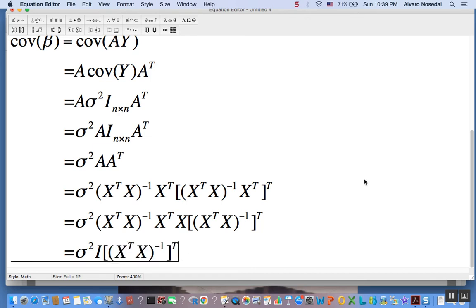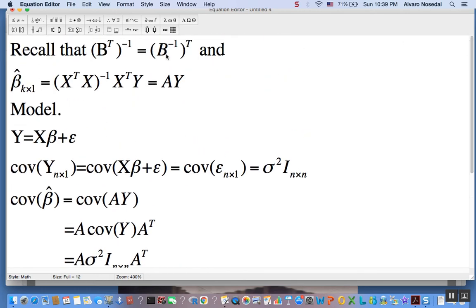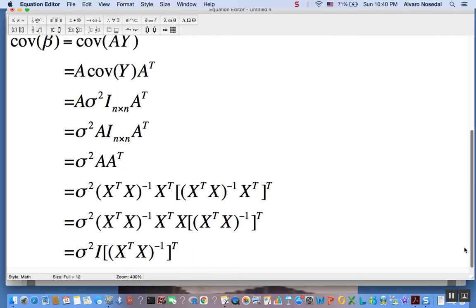But now, remember that at the beginning I said, recall that if you have a matrix B such that you have B transpose inverse, that's the same as B inverse transpose. Okay? So transpose and inverse can switch places. Right? So that's exactly what we're going to have here.